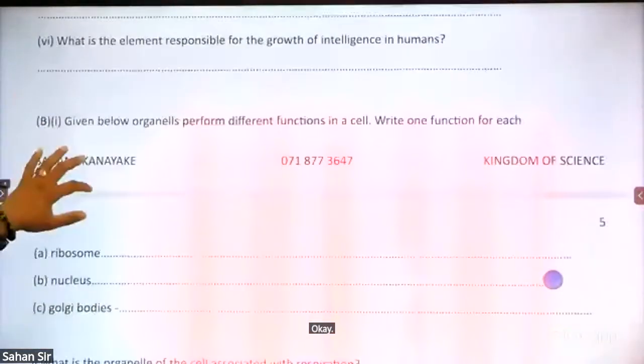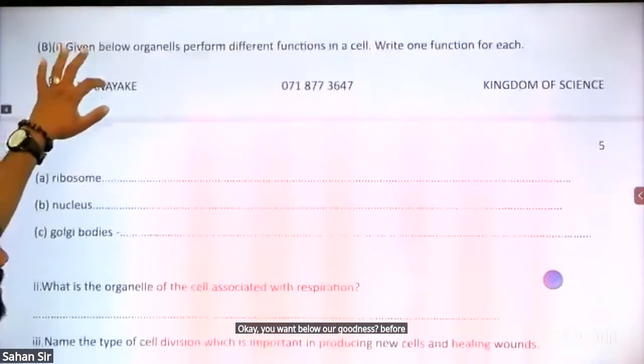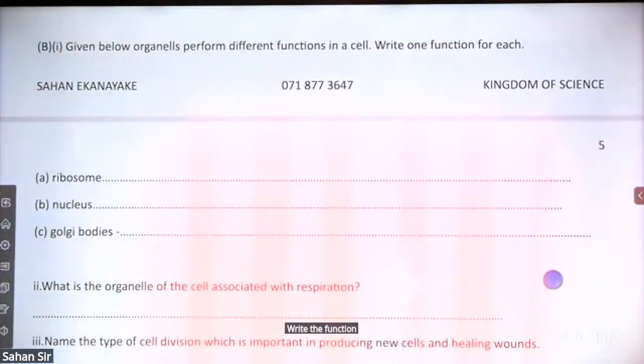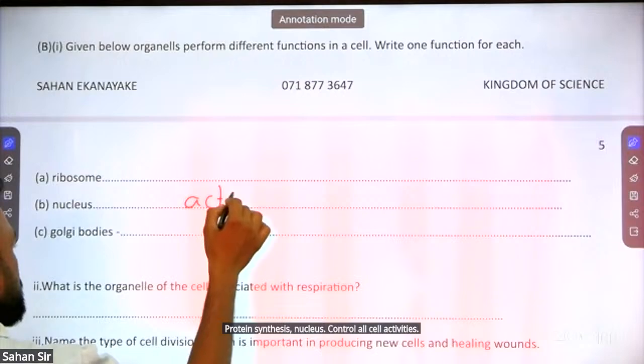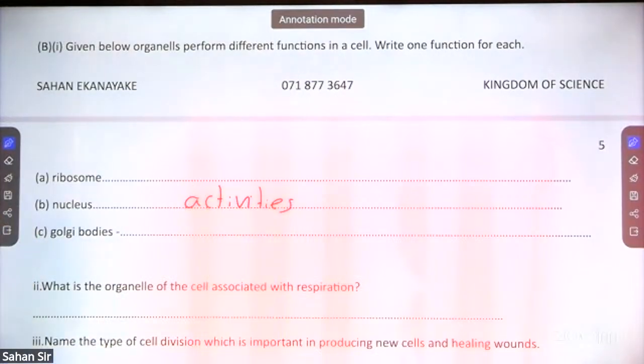Okay, given below are organelles that perform different functions in the cell. Write the function of each. Ribosomes, site of protein synthesis. Nucleus, controls all cell activities and contains genetic materials. Golgi, packages protein and lipids for secretion. Secretion. Right.